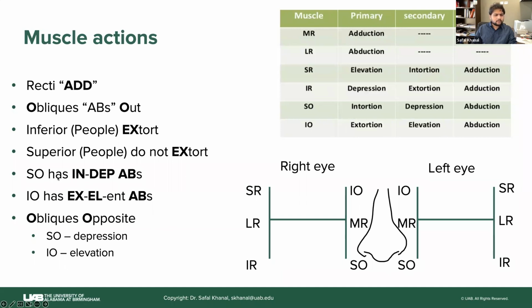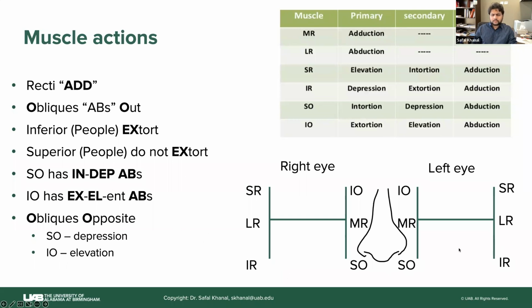And the action of superior oblique is "in-dep-abs", so intorsion, depression, and abduction. The actions of inferior oblique are extorsion, elevation, and abduction, "ex-el-abs". And when it comes to the vertical movement, obliques actually act opposite. So superior oblique is depression and inferior oblique elevation.